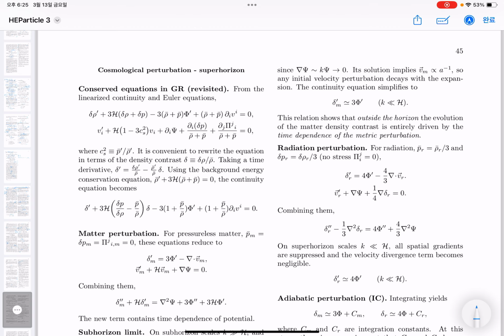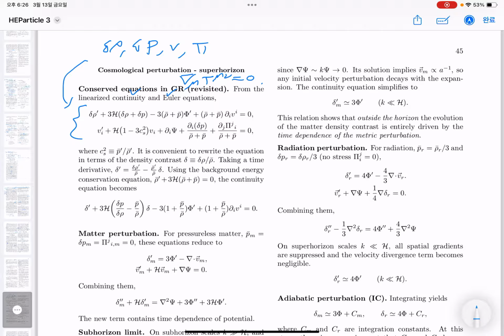For the conservation equation, we can obtain the linear version of the continuity and Euler equations from the divergence, partial mu, of the stress-energy tensor T mu nu. Then the perturbed quantities like delta rho, delta p, and the velocity and anisotropy stress satisfy the following continuity and Euler equation.